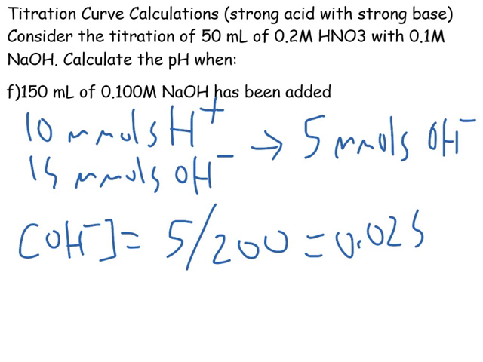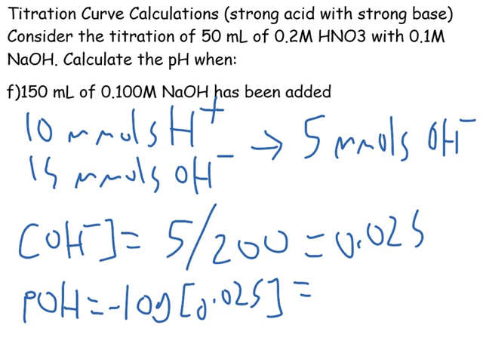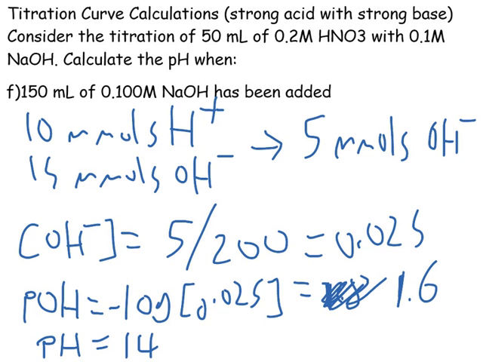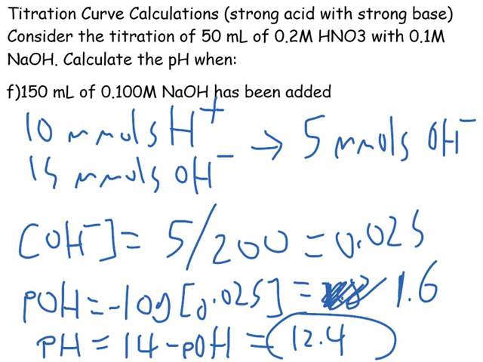Okay, so now we can find the pOH, because we're dealing with the hydroxide concentration. So that's going to be the negative log of 0.025. That's going to equal, I believe, 1.6. Plug that into your calculator. Sorry, my bad. And now we can find the pH by using the relationship pH is equal to 14 minus pOH. So 14 minus pOH, and that's going to be 12.4. So it gets a little complicated because now we're dealing with hydroxide instead of H plus.